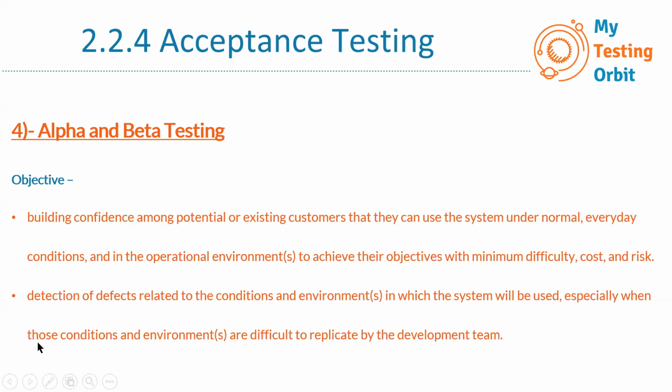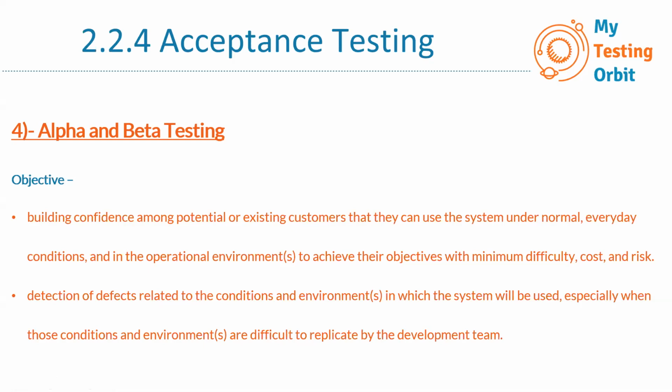The second one is detection of defects related to the conditions and environments in which the system will be used, especially when those conditions and environments are difficult to replicate by the development team. So over here in alpha and beta testing, especially in beta testing, the environment is not the company's environment.